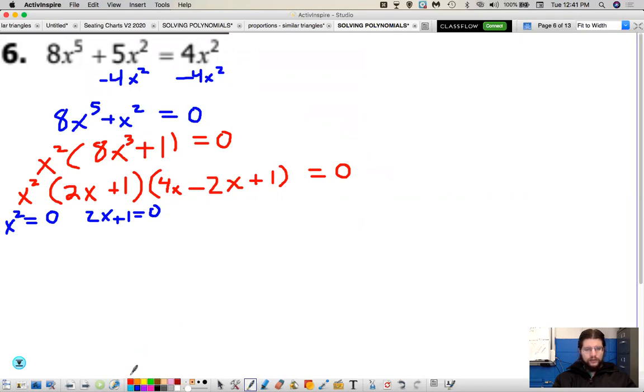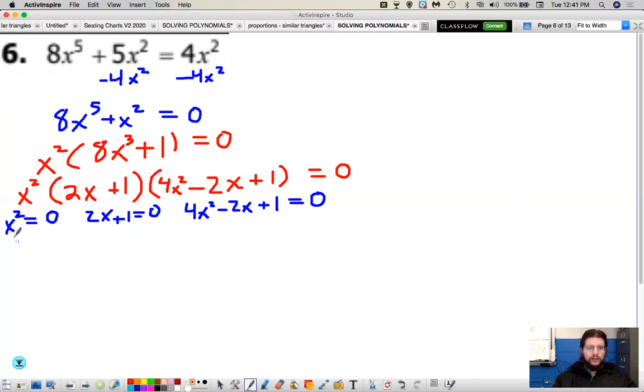I forgot my squared in here. Sorry, guys. I'm terribly sorry. So this is a squared, so it's 2x. Squared is 4x squared. Sorry about that. So 4x squared minus 2x plus 1 equals 0.